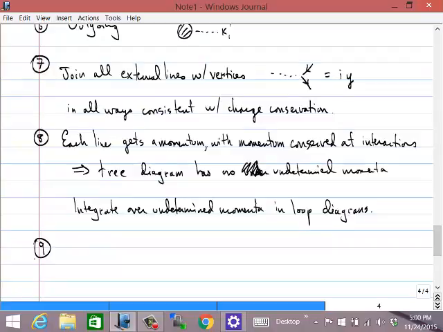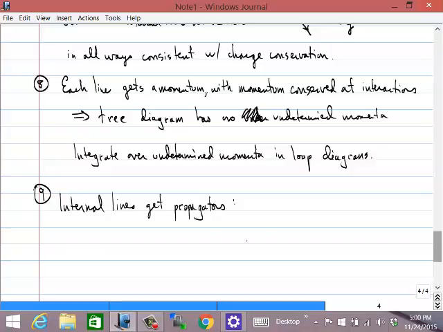So each line in the diagram will get a propagator. Remember that external lines don't get propagators. Those are the things that are stripped off when we do the LSZ reduction formula. But the internal lines get propagators. And here we just need to write down the propagators in momentum space.